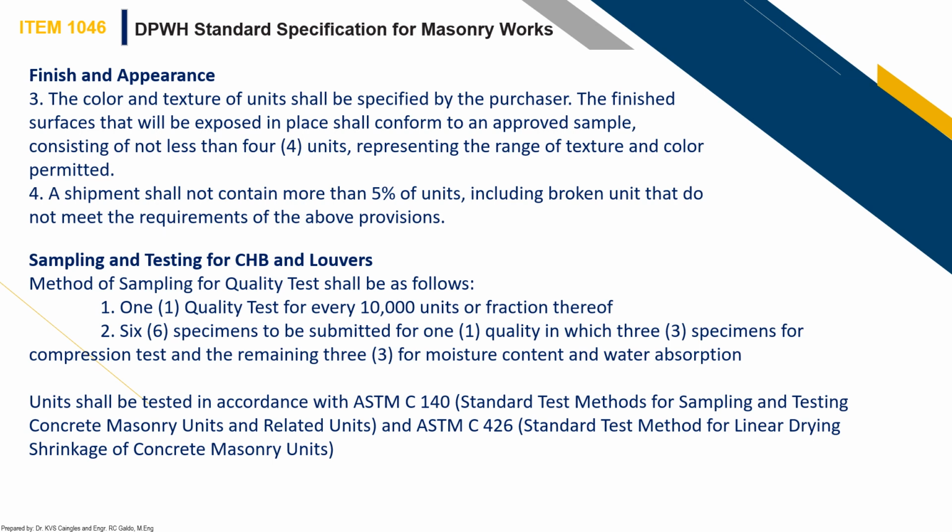Okay. Now we proceed to the sampling and testing of CHB and our louver blocks. Okay. So method for sampling for quality test shall be as follows. Number one, one quality test for every 10,000 units or fraction thereof. And then 6 specimens are to be submitted for one quality test, in which 3 specimens for compression test, and the remaining 3 are for moisture content determination and water absorption characteristics. Okay, units shall be tested in accordance to ASTM C140 and ASTM C426.